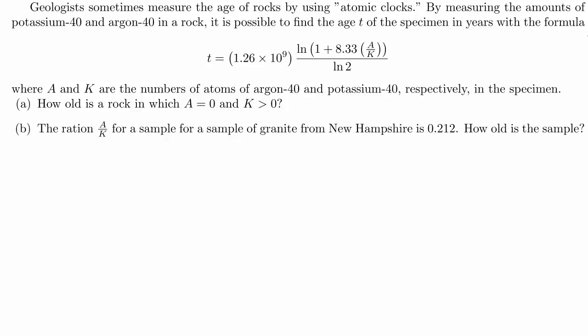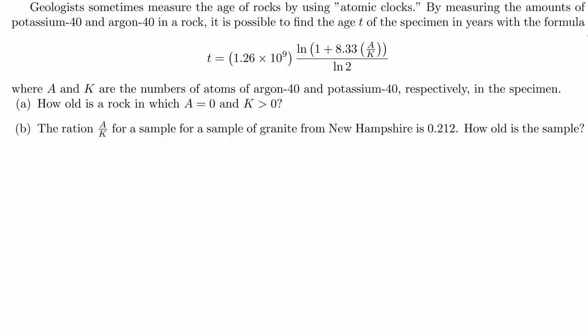Hello. In this example, geologists sometimes measure the age of rocks by using atomic clocks. By measuring the amounts of potassium-40 and argon-40 in a rock, it is possible to find the age T of a specimen in years with the following formula that I'm going to skip over for now, where A and K are the numbers of atoms of argon-40 and potassium-40 respectively in the specimen.